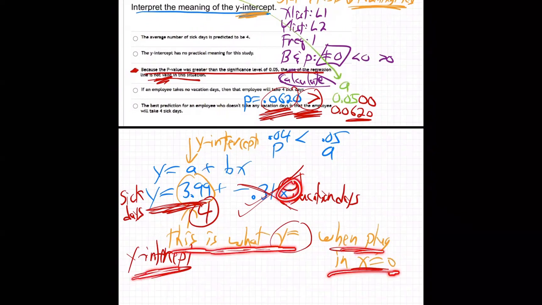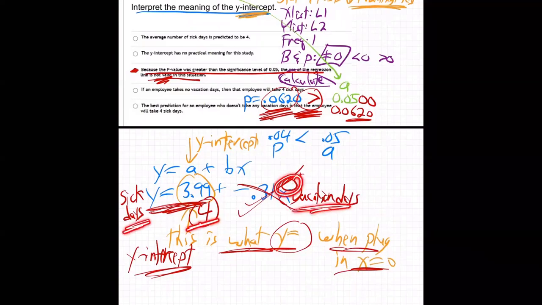You see, if you plug in 0, this will go away. If x is any other number, like 1 or 2 or 3, well, then y will be 3.99 minus 0.31 times that number. But if x is 0, this just drops out. Y just equals that number in the front. So when there's 0 vacation days, there's about 4 sick days. So employees that take 0 vacation days on average usually take about 4 sick days. That's what the y-intercept is telling you there.